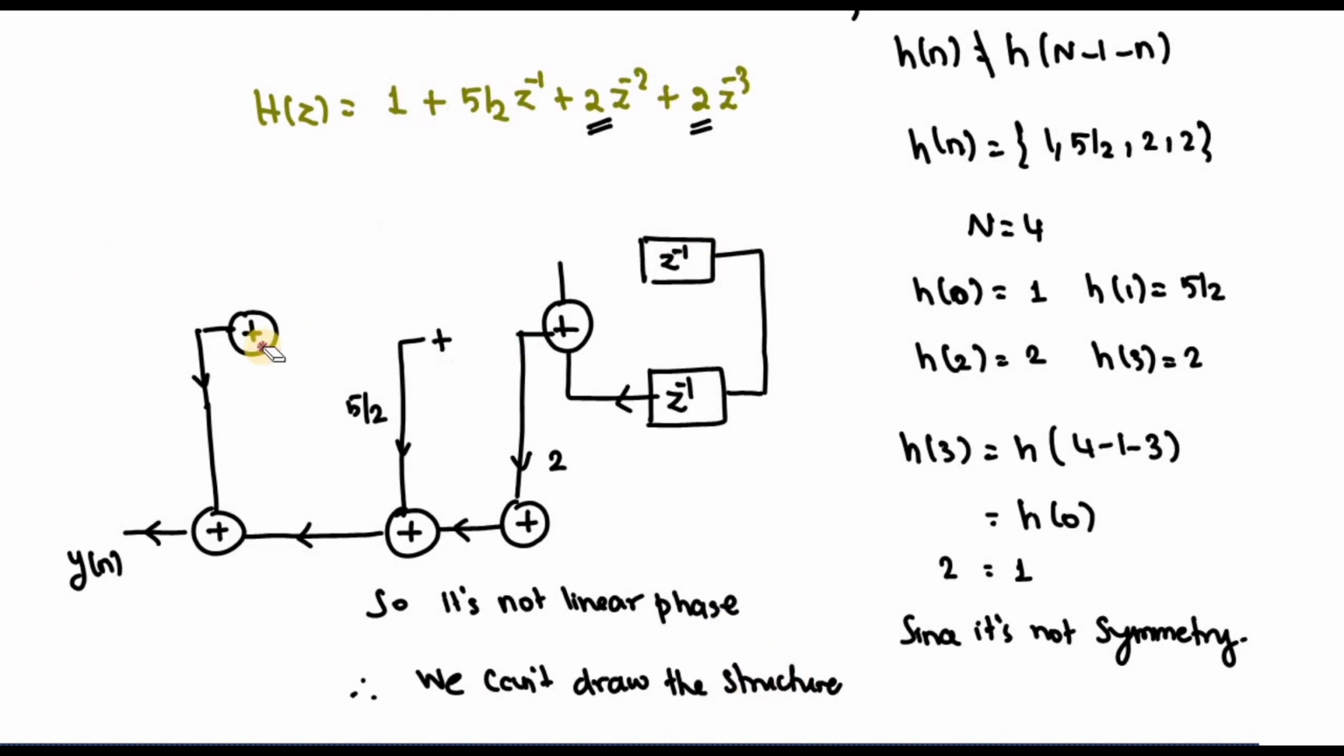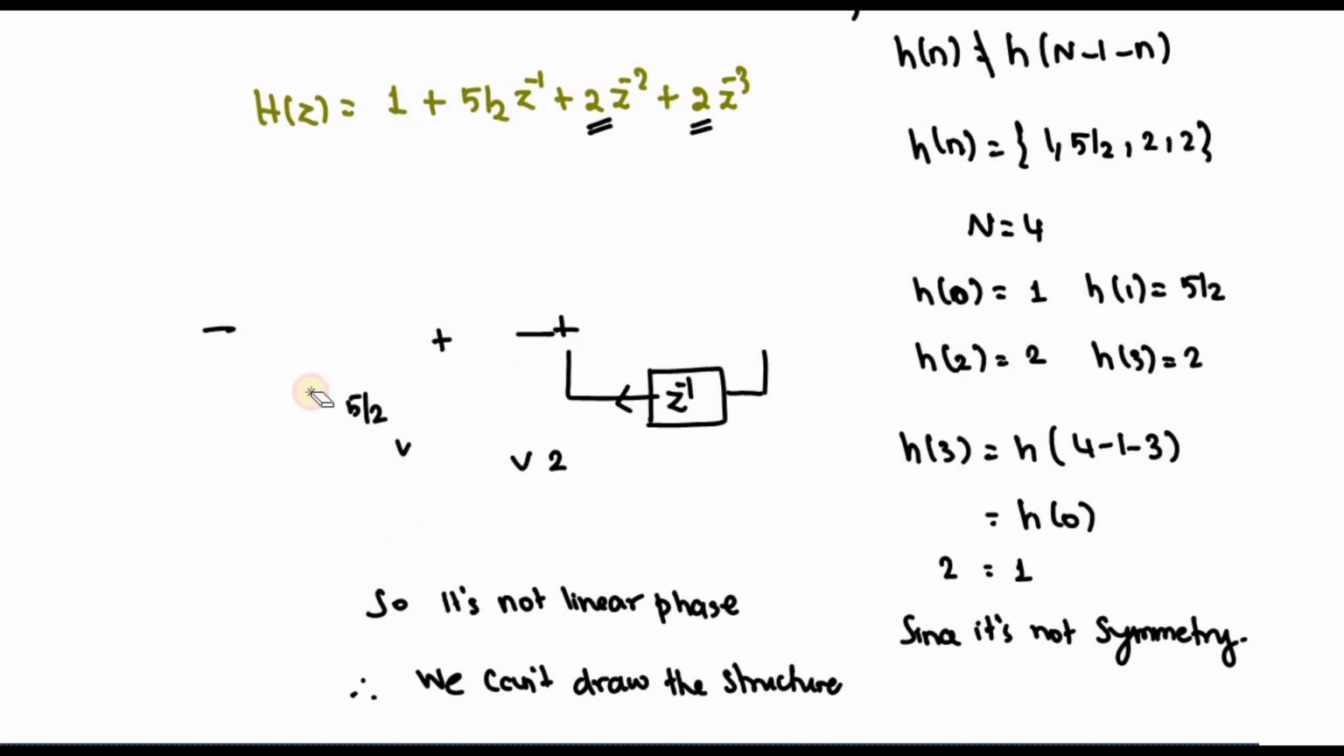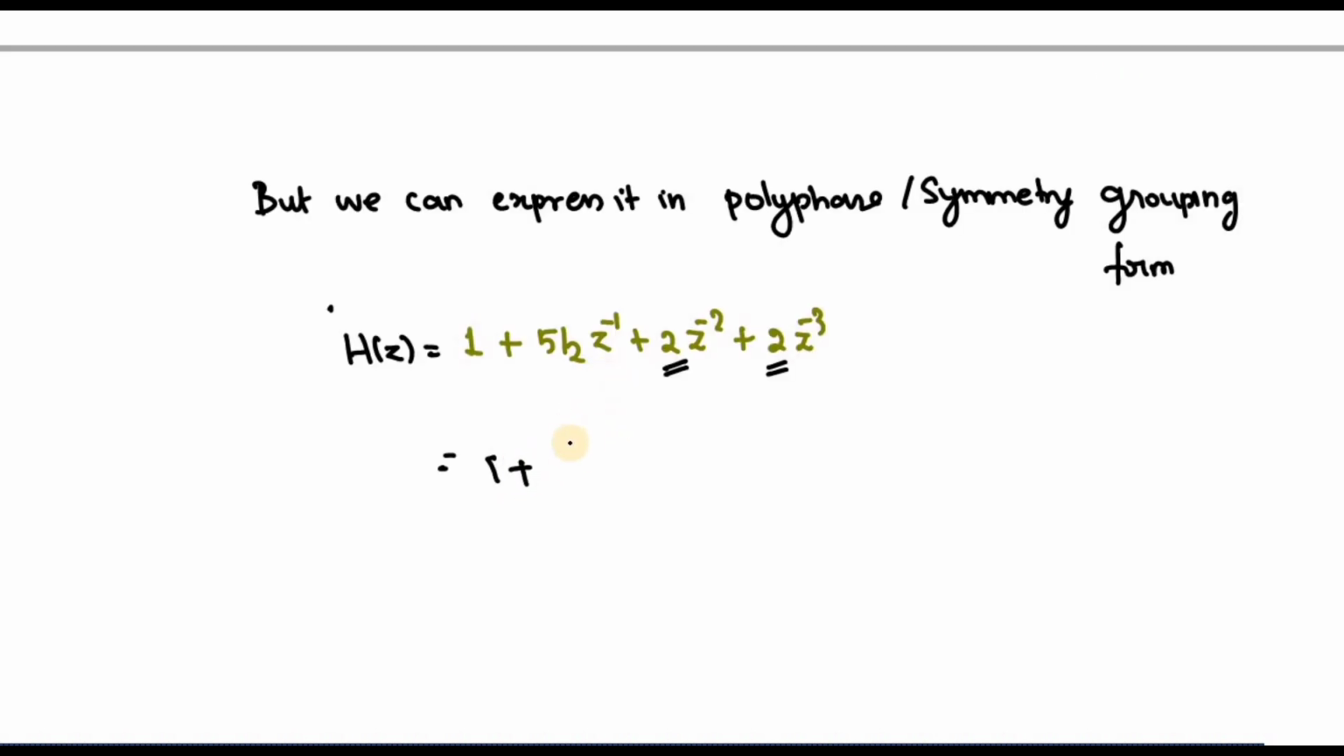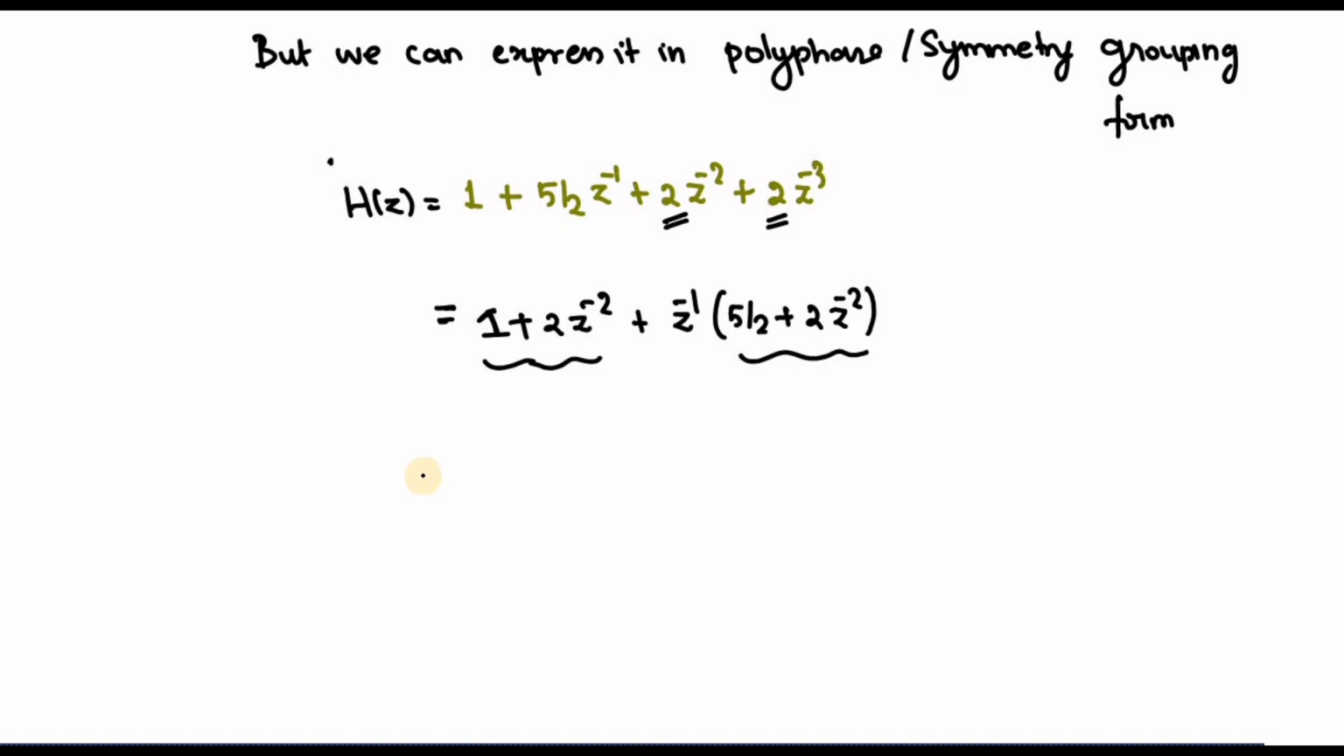But we can realize this one with the help of the polyphase structure. So it will take the value of h of z. So h of z is equal to 1 plus 5 by 2 z power minus 1 plus 2 into z power minus 2 plus 2 into z power minus 3. So this has to be in the format of p0 of z power minus 2 plus z power minus 1 into p1 of z power minus 2. So you have to take the maximum value as z power minus 2. So this is how we have to realize this one. Okay. So now I'm going to draw this.